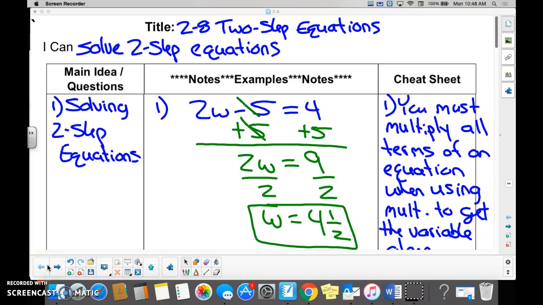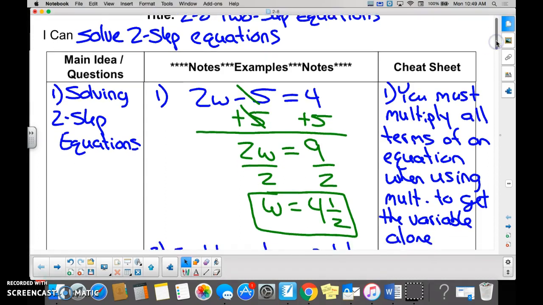2-A, two-step equations. I can solve two-step equations. Awesome. And in some cases, they're more than 2 steps just because you guys are so smart. Thank you, Maggie. All right, so number 1, we skip straight into the work. We don't have any vocab.